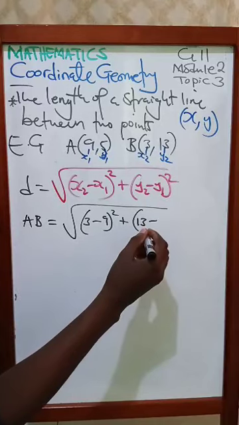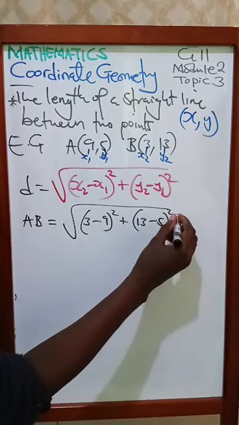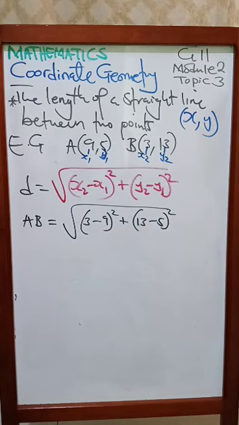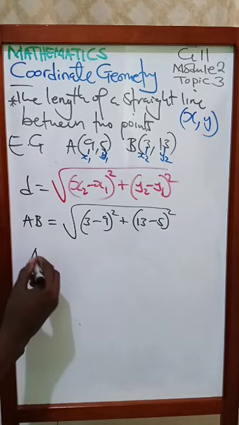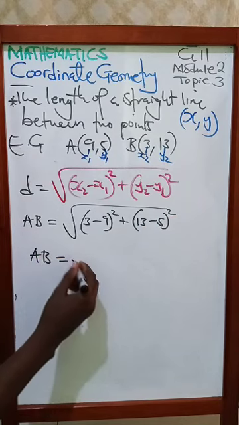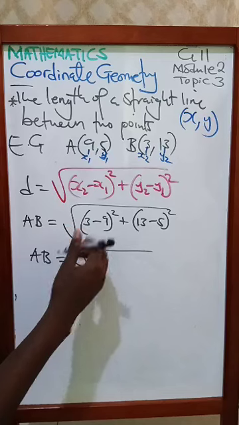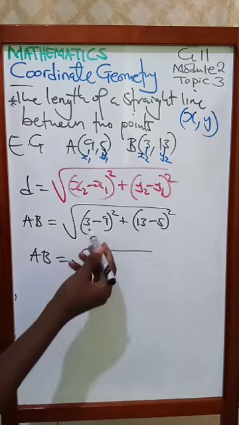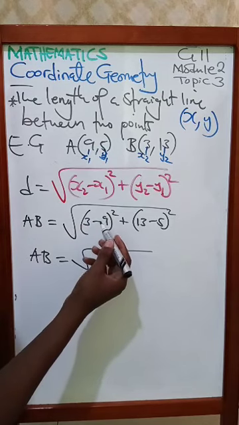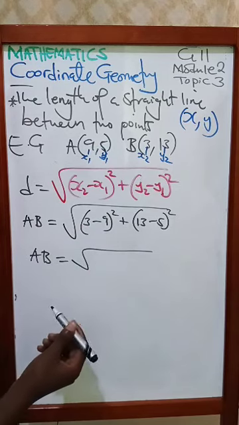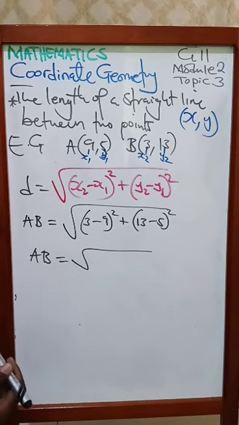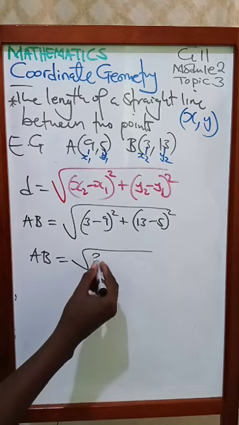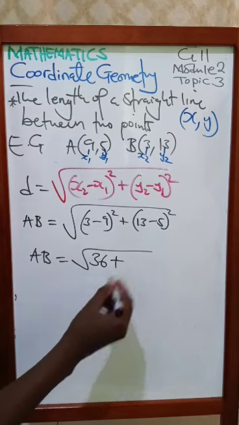is 13, our y1 is 5, then you square like that. AB therefore is equal to 3 minus 9. We know that 3 minus 9 is negative 6. Then negative 6 to the power 2 means negative 6 times negative 6, which gives you 36. Then you say plus.